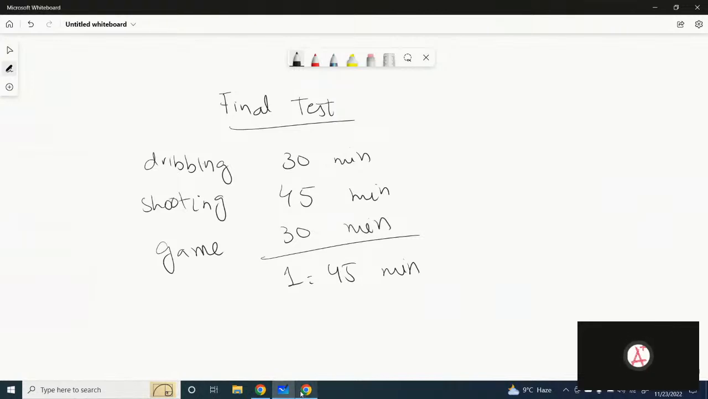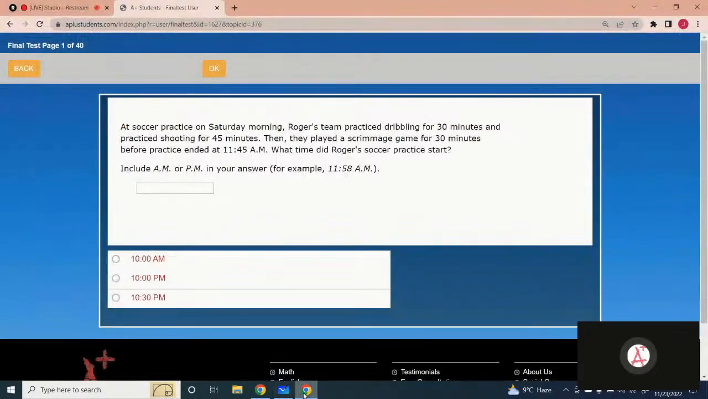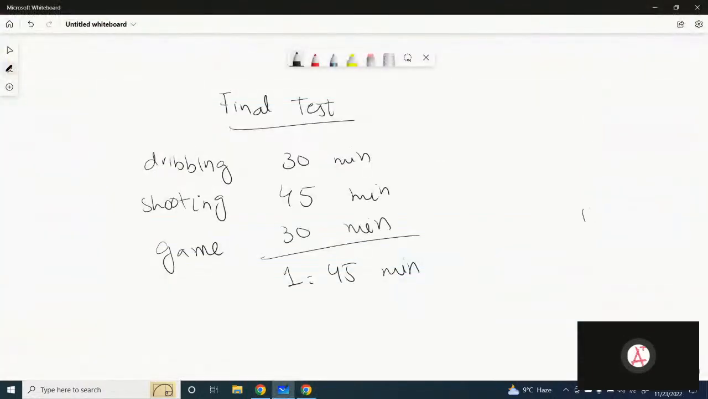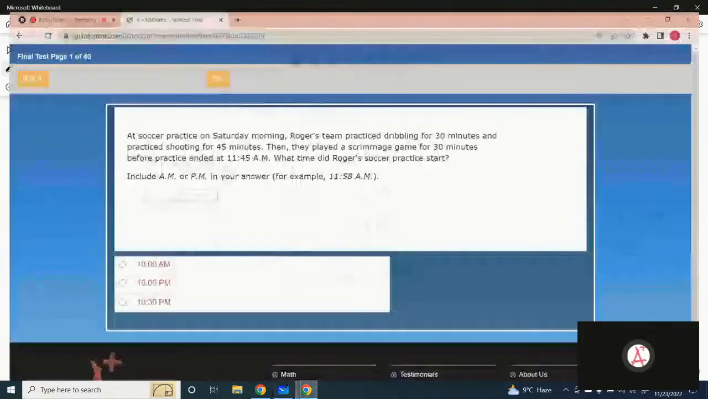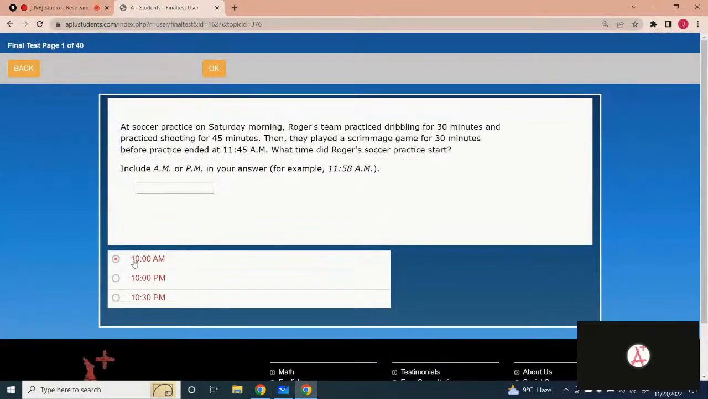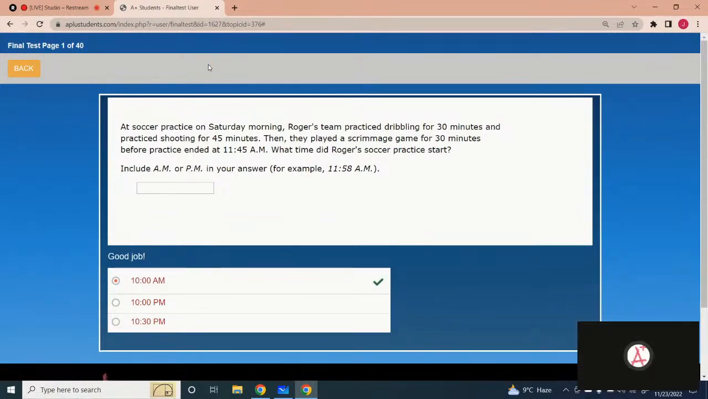Now you have to see when the practice ended, it would be 11:45. Got it? So you go back 1 hour 45 minutes, subtract 1 hour 45 minutes. That means the practice started at 10 a.m. They started practicing at 10 a.m. Just select the correct option and click on the OK button.